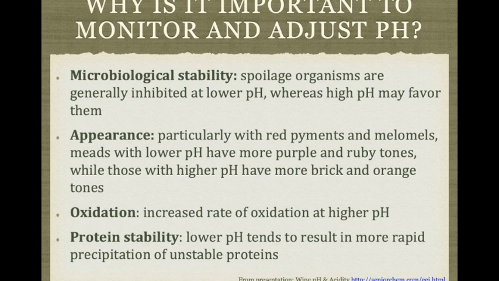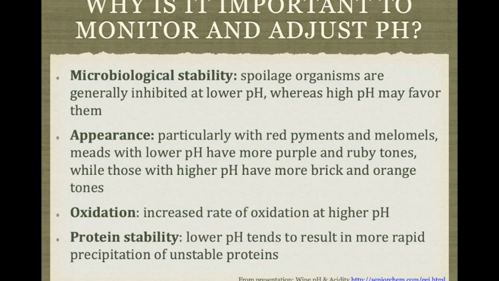So other benefits of monitoring and adjusting acidity and pH. I already mentioned spoilage organisms are inhibited at lower pH, so you want to avoid high pH. It's important for the appearance, so especially red pyments and melomels. Those with a lower pH will have more purple and ruby tones, where those with a high pH will have more brick and orange tones.